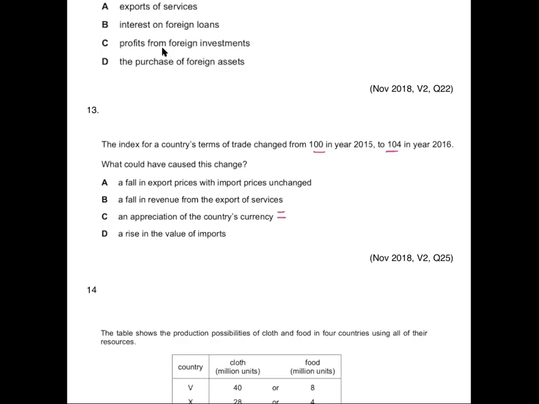C. Good job. Because we said that if the exchange rate goes up, exports become expensive, imports become cheaper, and that will make Px over Pm. Px is going up, Pm is going down, so terms of trade will go up. Exactly. So C is the right answer. You guys are very good. Awesome. Are we good? Let's move on to the next question.